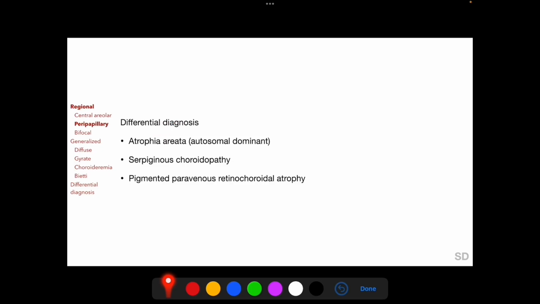Differential diagnosis of peripapillary choroidal dystrophy includes atrophia areata, which we have discussed in the previous session on macular dystrophy, serpiginous choroidopathy, which we have discussed in the uveitis section, and pigmented paravenous retinochoroidal atrophy, which we have discussed in the session on retinitis pigmentosa and allied disorders.